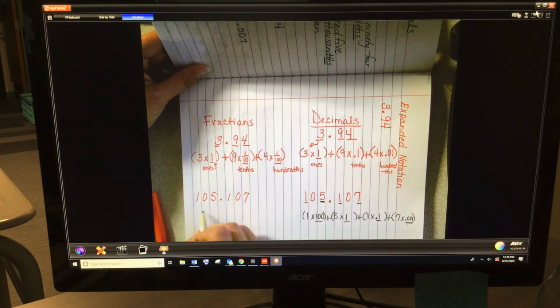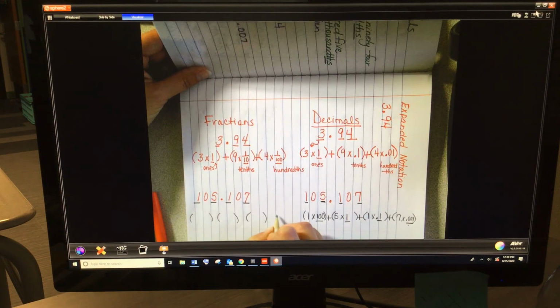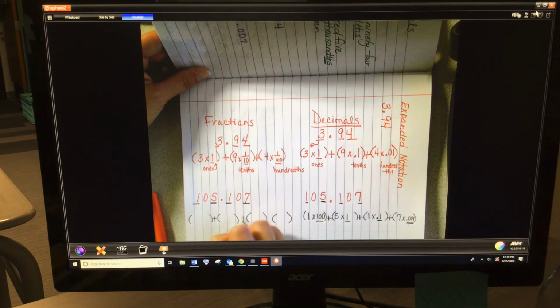Now let's try it over here with fractions. Again, we count how many values that are not zeros, and we see 4. So 1, 2, 3, 4. So we know we add in between our parentheses.